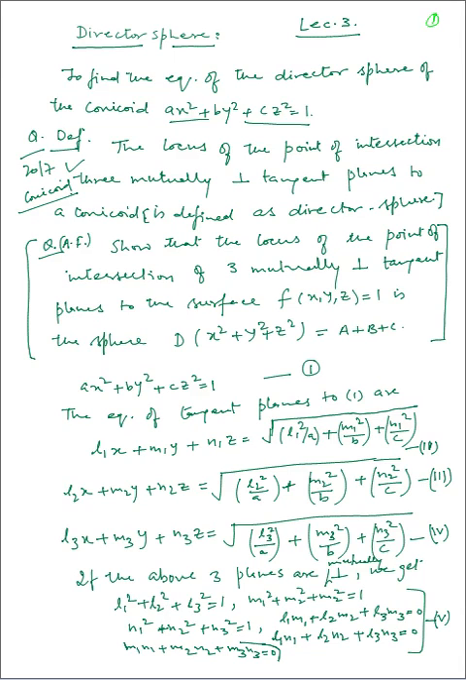Now we know that to find the equation of the director sphere of equation 1, we have to find the director sphere equation of this equation. So for that we have to find the locus of the point of intersection of the 3 tangent planes, that is, we have to eliminate l1 m1 n1, l2 m2 n2 and l3 m3 n3 from 2, 3 and 4. From all these equations we have to eliminate all these l1 m1 n1, l2 m2 n2, l3 m3 n3. So for that we will be squaring and adding.